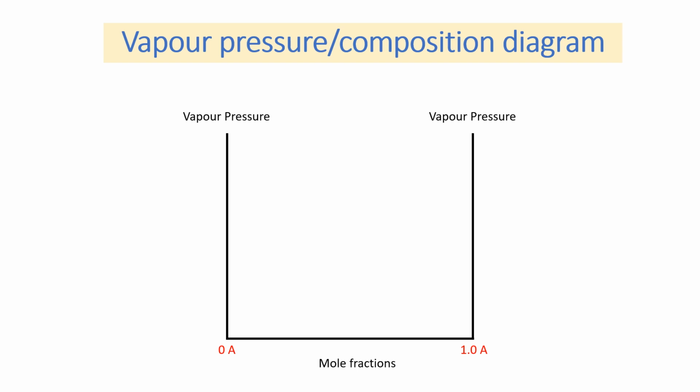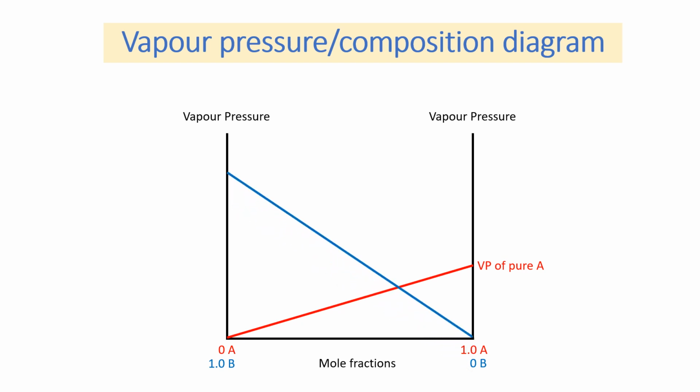So if you plot a graph of vapor pressure of A against its mole fraction, you will get a straight line graph. If you double the mole fraction of A, you will get double its vapor pressure. Now we will do the same for B on the same set of axes. We have here B, and when the mole fraction of B falls, the vapor pressure for B also falls.